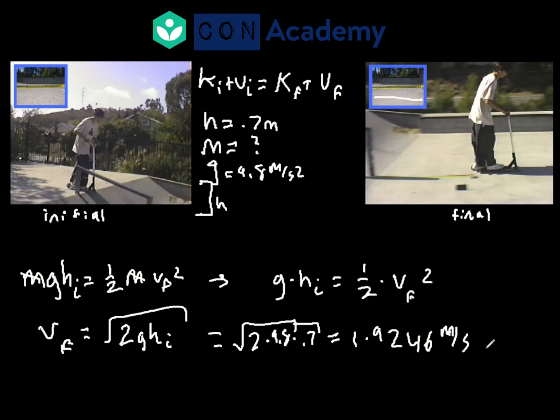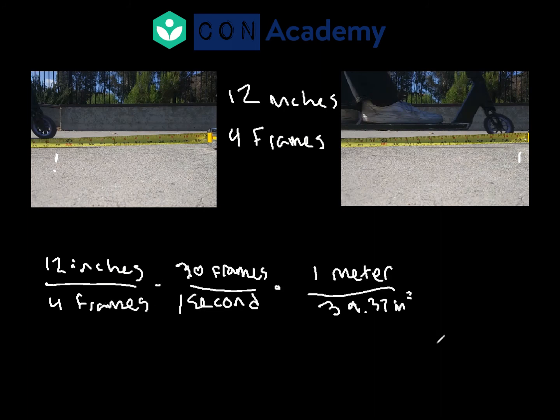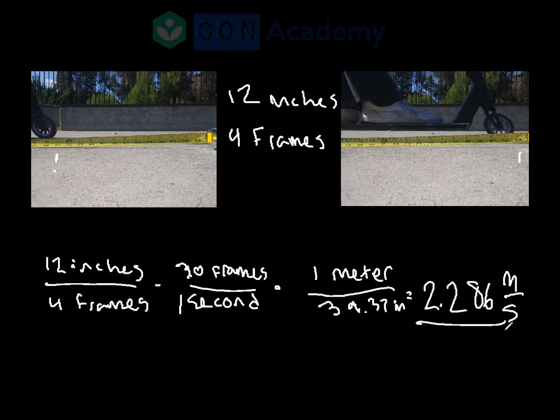Now, let's go back and check with our frame-by-frame analysis of the ruler, and let's see if those speeds compare. As you can see here, our skater went a total of 1 foot, 12 inches, from the 11-inch mark to the 11-inch mark in just 4 frames. And if we do a couple conversions here, we'll end up equaling a total of 2.286 meters per second. So it turns out, I guess science was right in the end.